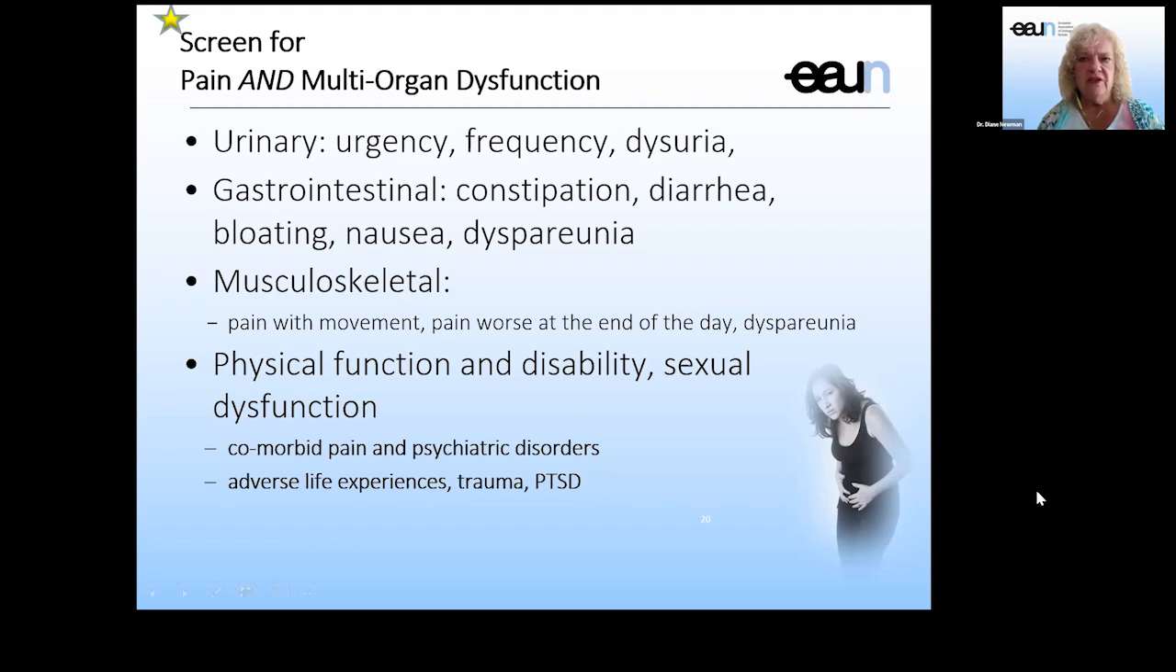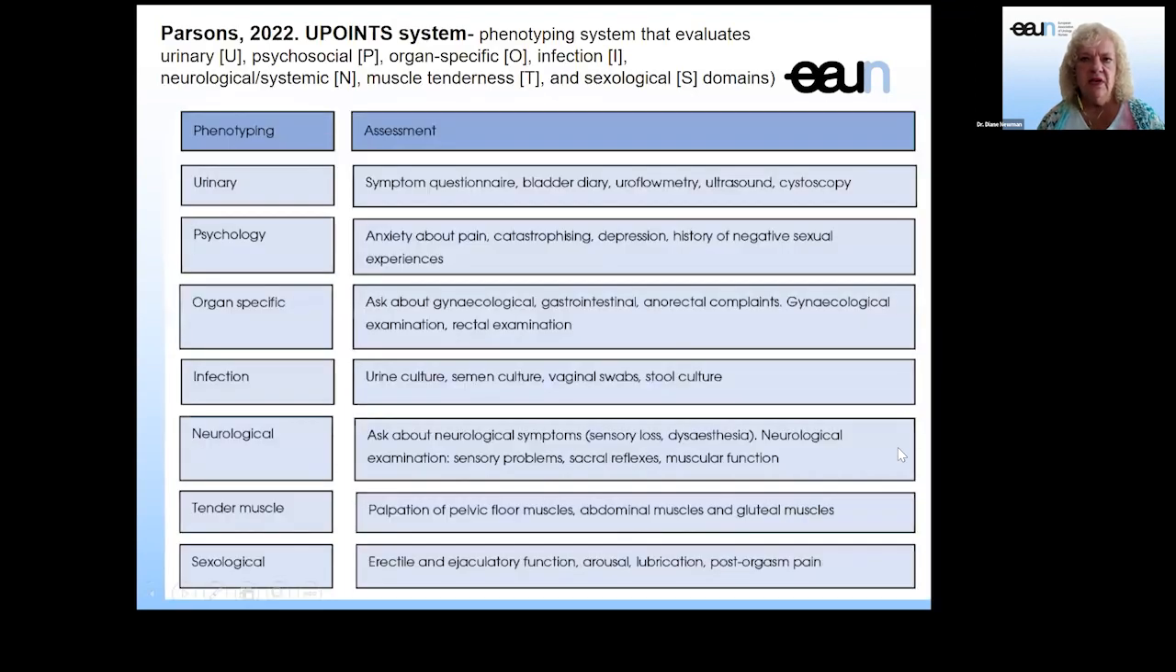But really the data is showing that a lot of individuals with urinary symptoms do have some past trauma in their lives, especially the women. This is an interesting chart, and it's really where we're seeing a lot of the research, and this is called the U-point system. It was first mentioned by Curtis Nickel up in Canada, and it was recently added to by Parsons, who added the sexological component, but it's really the phenotyping.